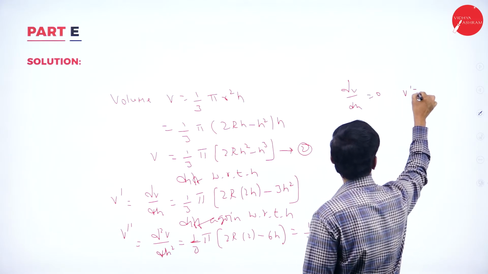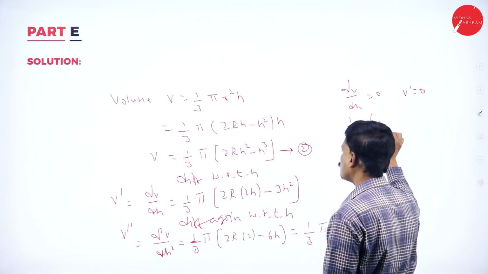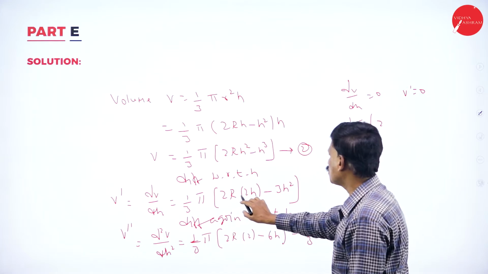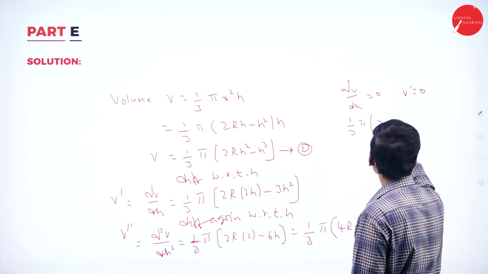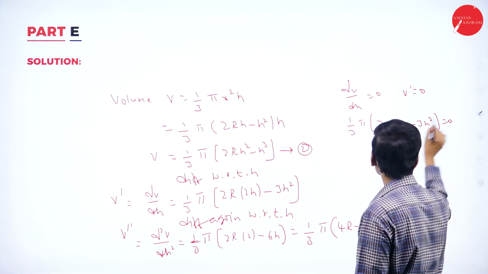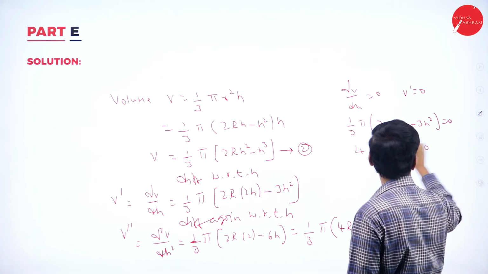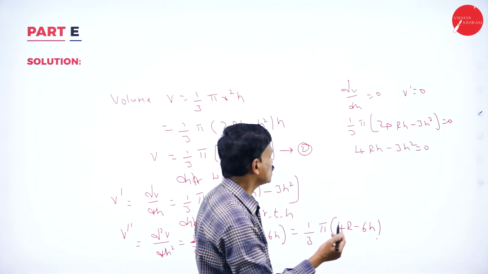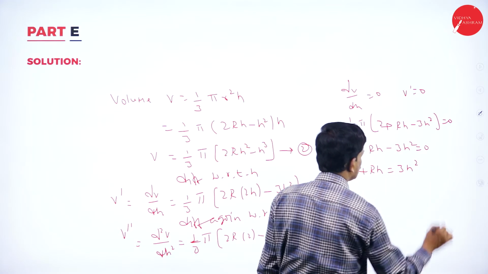That's it. For the function to be maxima or minima, dV by dh is equal to 0. That is V dash is equal to 0. V dash is equal to 0 means 1 over 3 times pi into 2 into 2, that is 4 times rh minus 3h square is equal to 0. If you cross multiply, you will get 4rh minus 3h square is equal to 3 into 0, which is 0. Again 0 by pi is 0. So you will get 4rh is equal to 3h square.